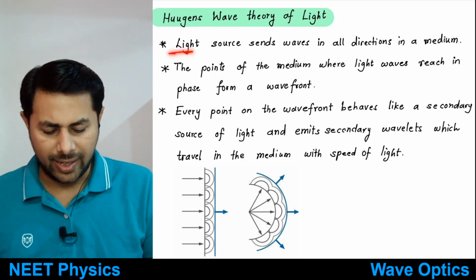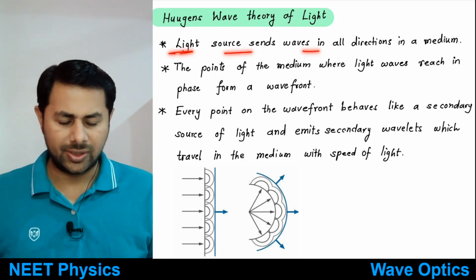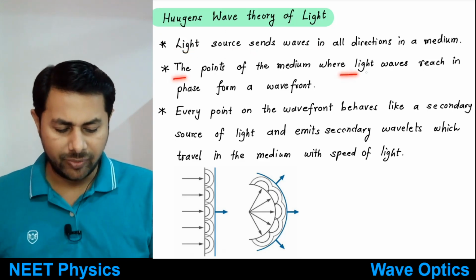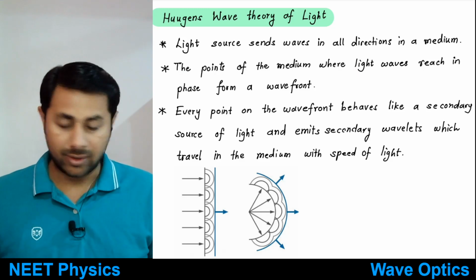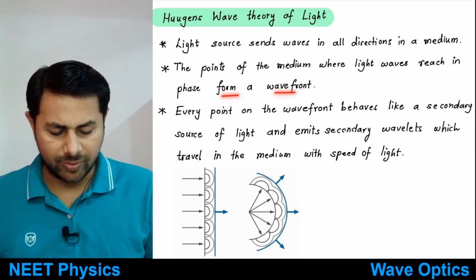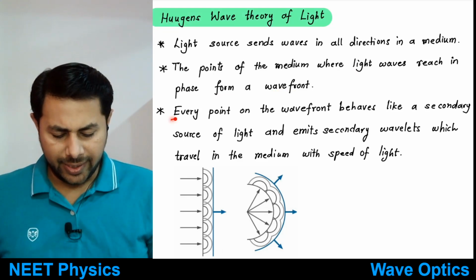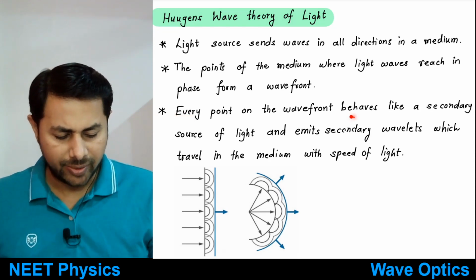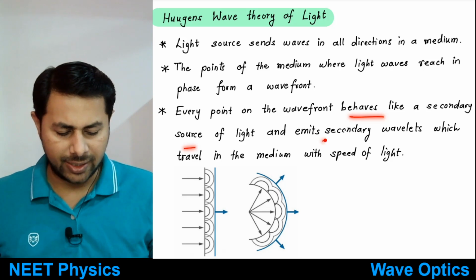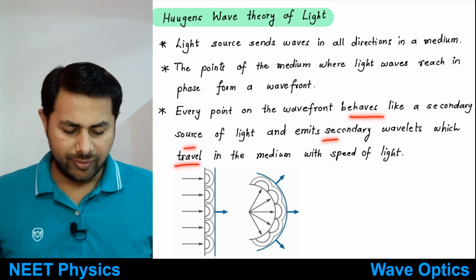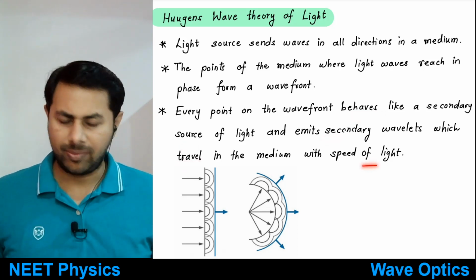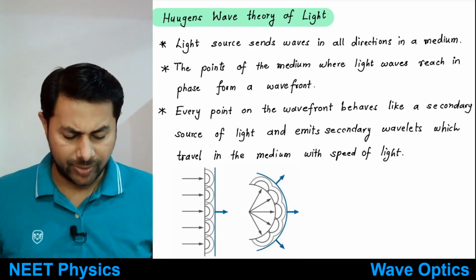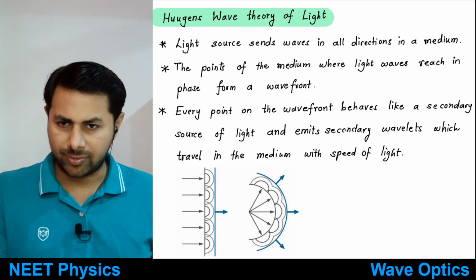A light source sends waves in all directions in a medium. Then the points of the medium where light waves reach in phase form a wavefront. Then, every point on the wavefront behaves like a secondary source of light and emits secondary wavelets which travel in the medium with the speed of light. So Huygens says every point on the wavefront behaves like a secondary source of light.